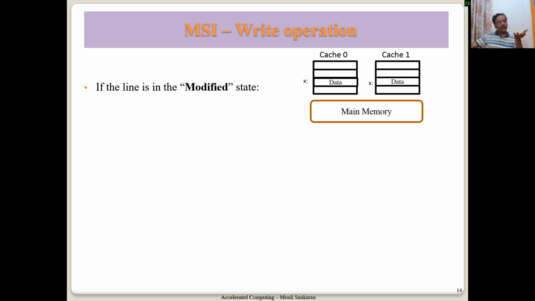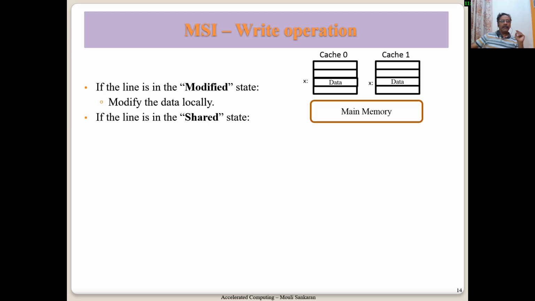In that case, you are already having it in your cache, and you are the only owner because you have modified it. So the write operation will get a hit, and you don't need to worry about it, because the CPU is the only one having it, and the other cores are not. You allow the CPU to write into it and modify the data locally. You don't have to do anything with the other caches, because they are not even having it.